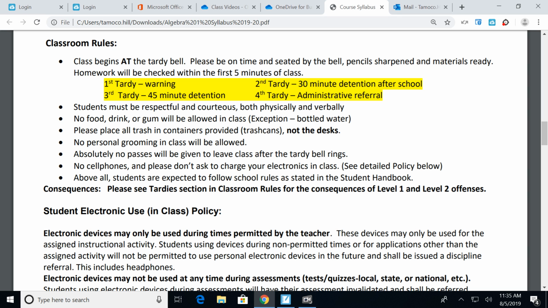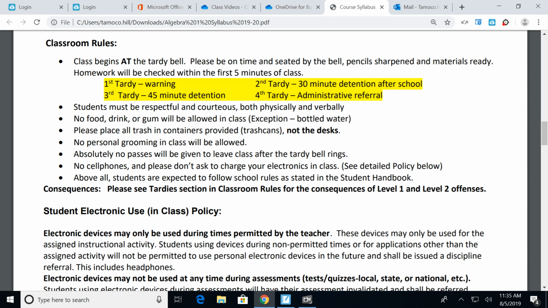I will follow the tardy policy. Please keep in mind no food, drink, or gum allowed in class. Only exception is bottled water. The openings in your desk are not for trash. They are for the things that I need you to have for class, or your textbook when I give those out. Okay? So they are not there for you to put your trash. Your trash goes in the trash cans.